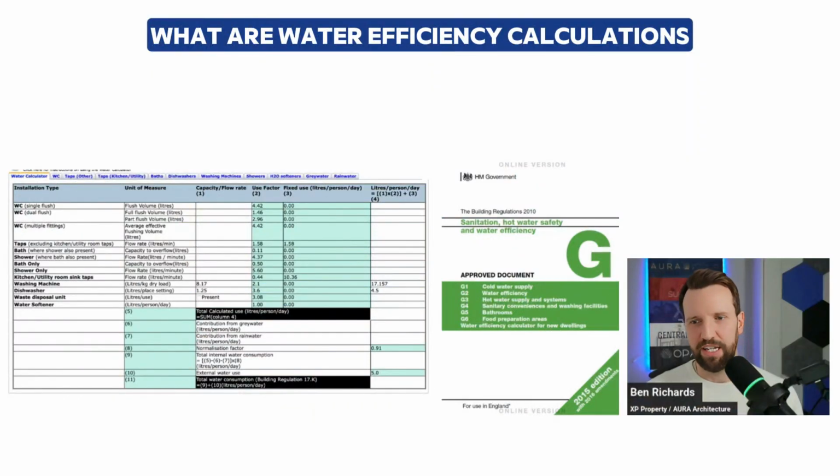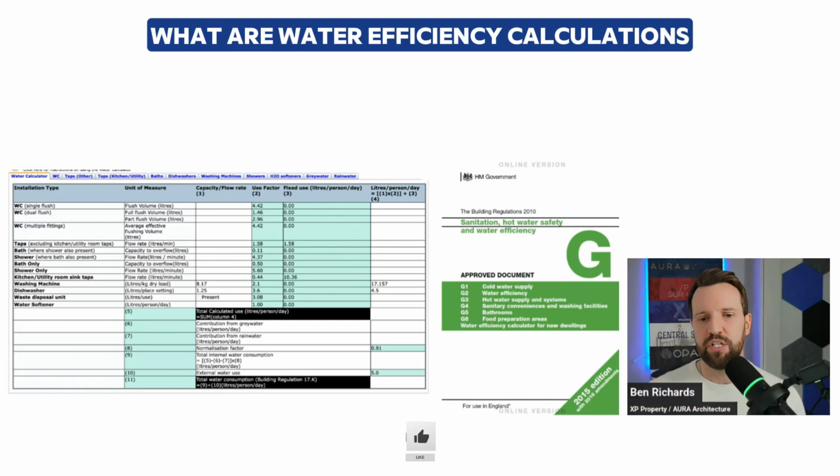Water efficiency calculators. What is it? What is it all about? Well, to get building regs sign off, what I'd say about this is it goes under the radar that it's just something that gets done. But in reality, if you get this wrong, you could find yourself having to rectify a lot of issues or replace taps or replace WCs or replace washing machines because they are not water efficient.